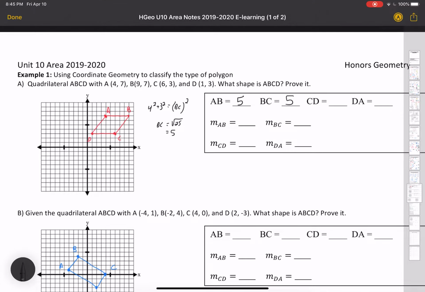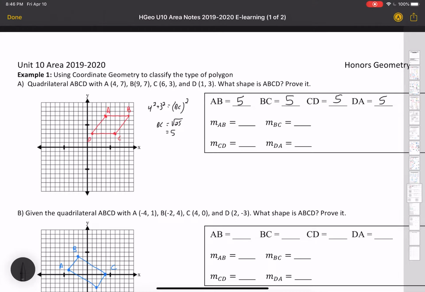CD, we count 1, 2, 3, 4, 5. And DA, we'll notice, is up 4 over 3. So that Pythagorean theorem is going to give us side lengths all of 5. So that means we are either looking at a rhombus or a square. And I know that you can tell that these aren't perpendicular lines, but we want to prove it. Okay, so we look at their slopes in order to prove what type of shape it is.